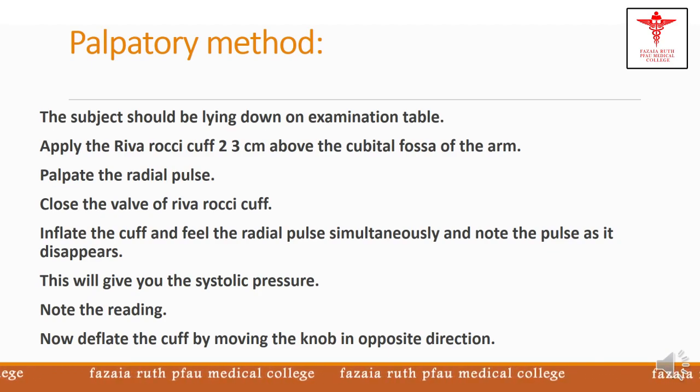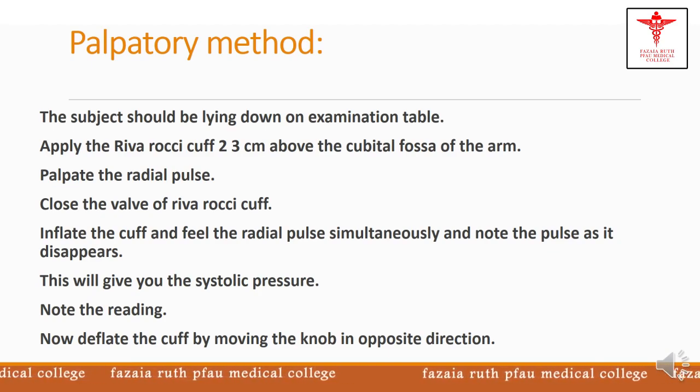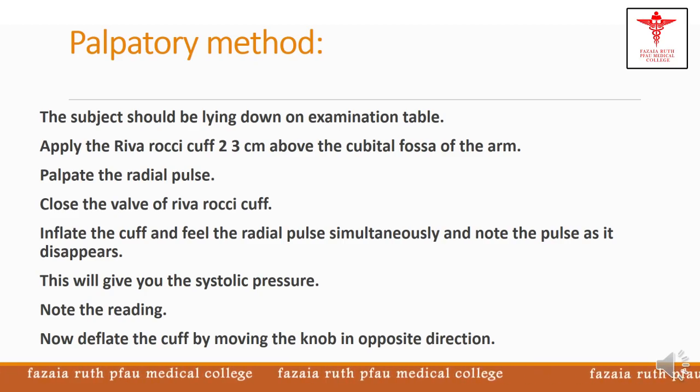Okay, so now when you have located the pulse, you close the valve of the cuff and then start inflating. When you inflate the cuff, the radial pulse should be constantly felt simultaneously, and you note that point where the pulse disappears. Note that reading on the gauge. This gives you your systolic blood pressure. Note that reading and now deflate the cuff by moving the knob in the opposite direction.